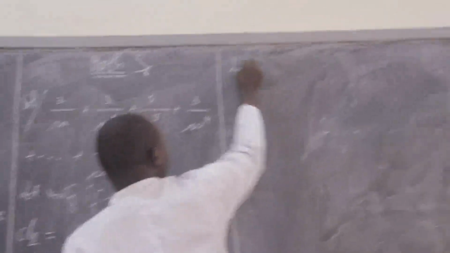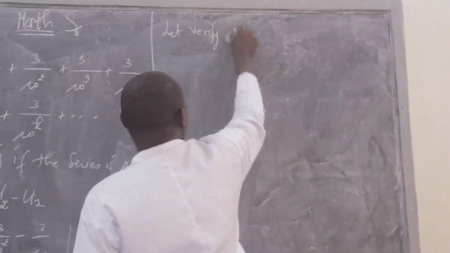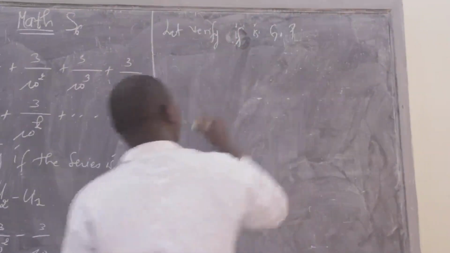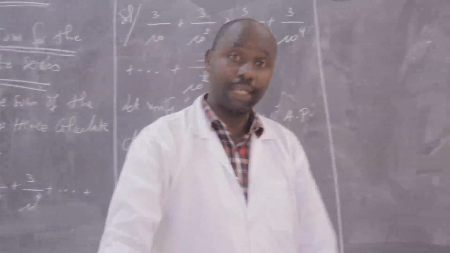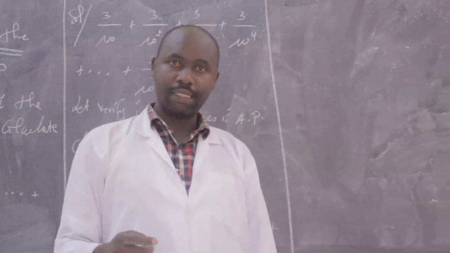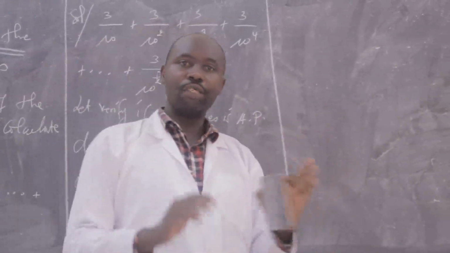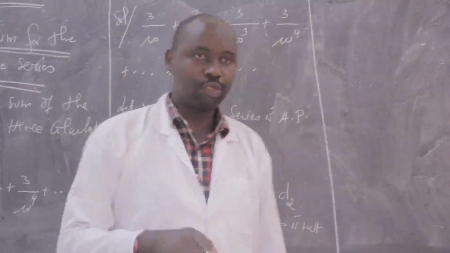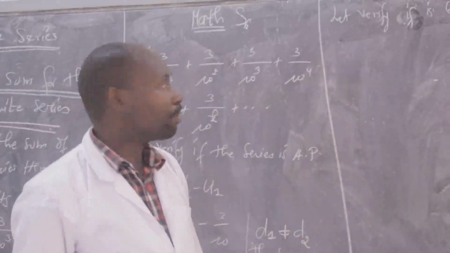Now let's verify if it's a geometric progression. To verify whether any sequence is a geometric progression, we have to calculate the ratio. If we find that ratio 1, ratio 2, ratio 3 are the same, we conclude that they have a common ratio. As they have the common ratio, the series becomes a geometric progression.